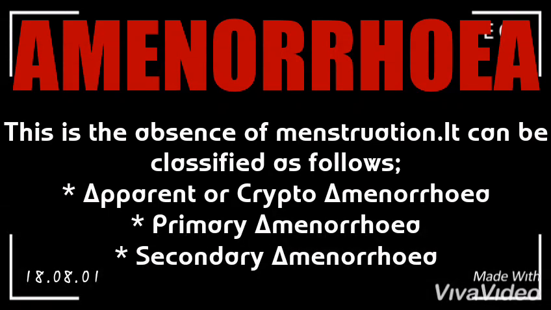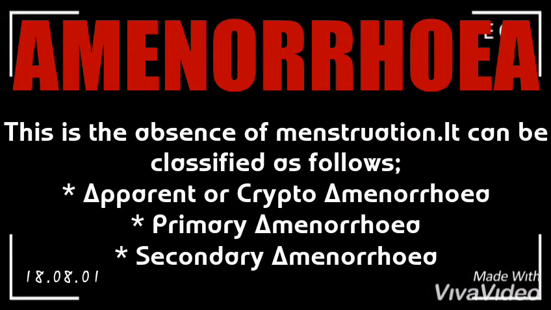Apparent amenorrhea. This is a concealed type of menstruation, and this is not a true type of amenorrhea because menstruation occurs but there is obstruction in the vagina, which may be due to imperforate hymen or vaginal atresia. The management of this type of amenorrhea can be surgical intervention for removal of the obstruction, for example, hymenectomy.